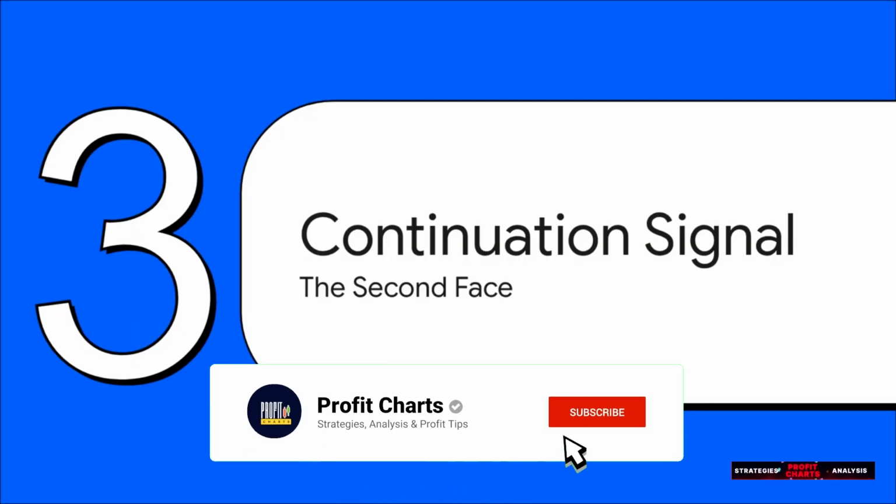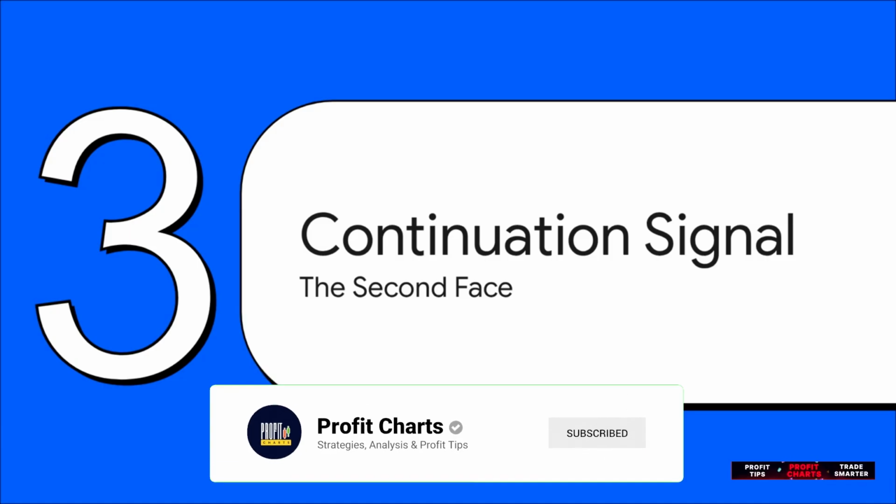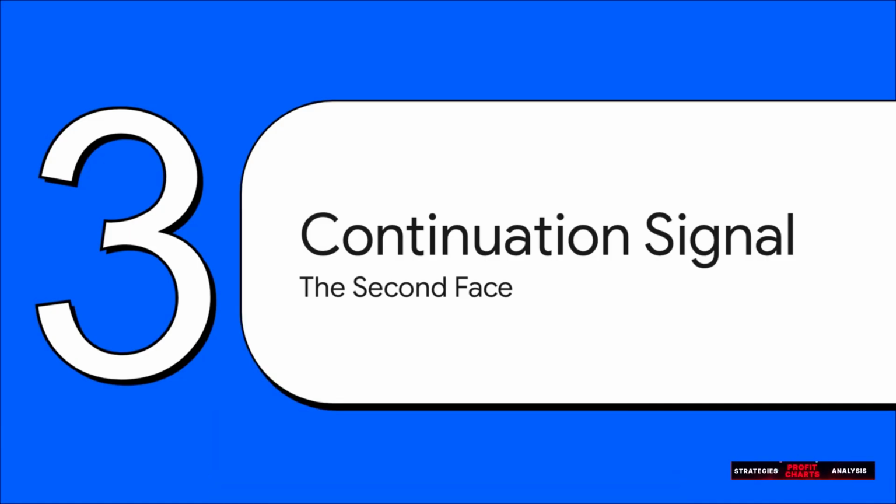Now for the second phase, this one is a little more subtle, a little less known, but man, is it powerful. It's called hidden divergence. And while regular divergence warns you of a reversal, hidden divergence actually tells you the trend is about to continue. This is a real pro's tool.